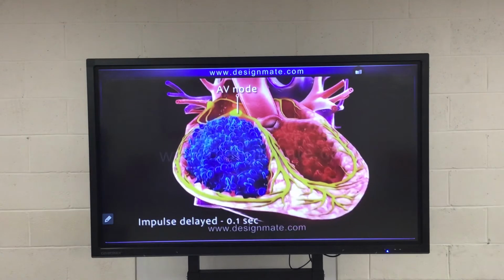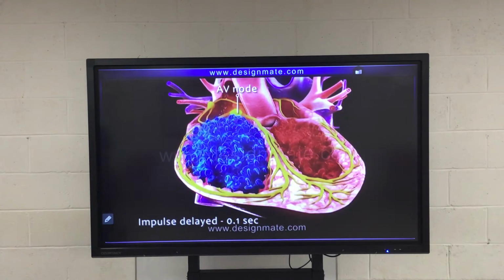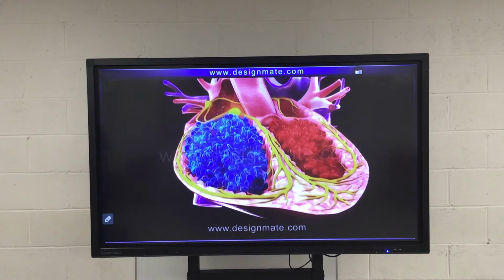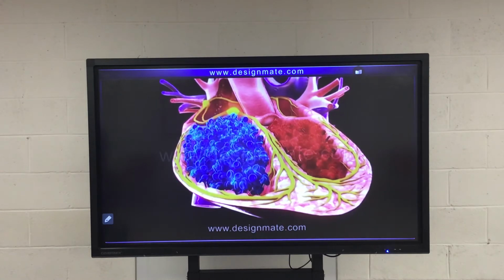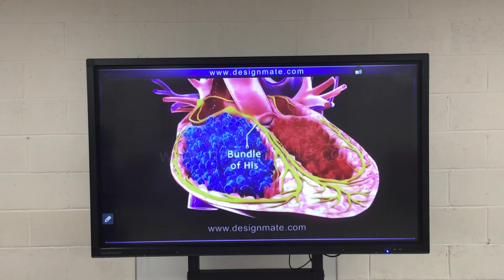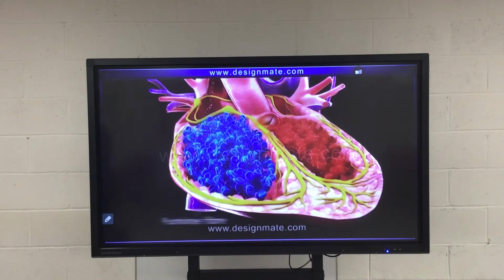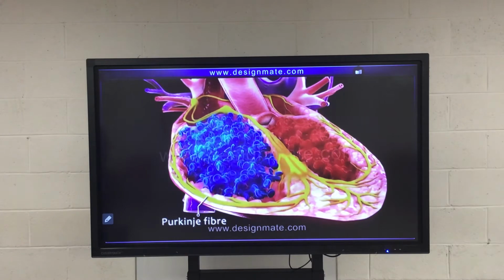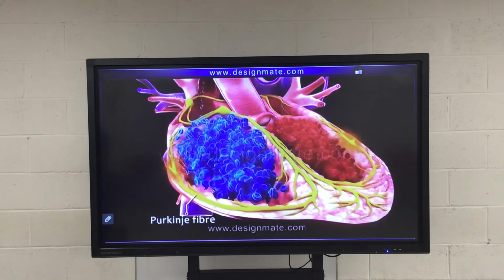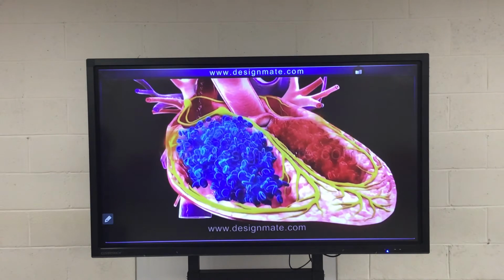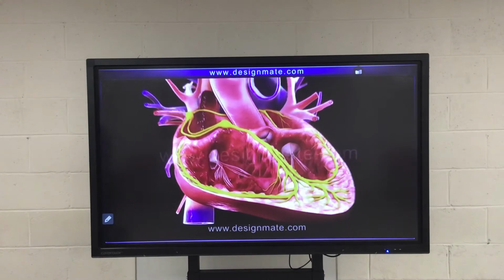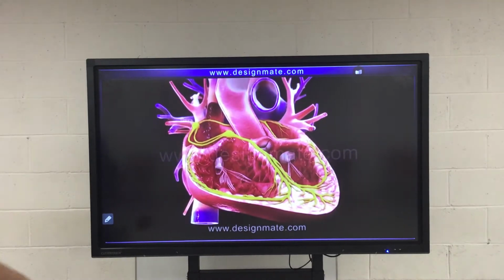The AV node delays the transmission of the impulse by 0.1 second, which allows the atria to empty completely before the ventricles begin to contract. Then the impulse moves along the bundle of His and finally through the Purkinje fibers to spread all over the ventricular walls. Finally, the ventricular syncytium contracts, thus pumping the blood out through the aorta and the pulmonary artery. This is the end of one cardiac cycle.